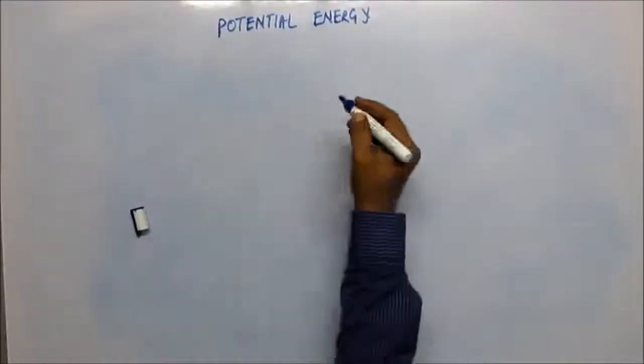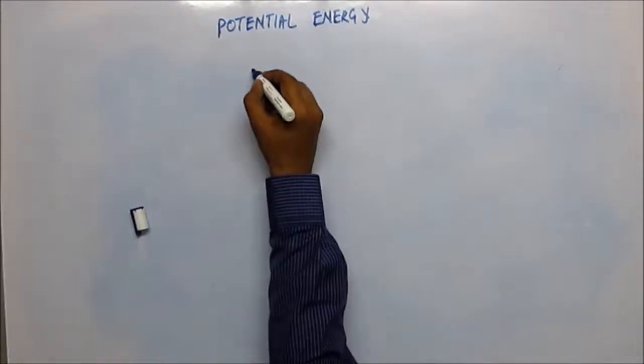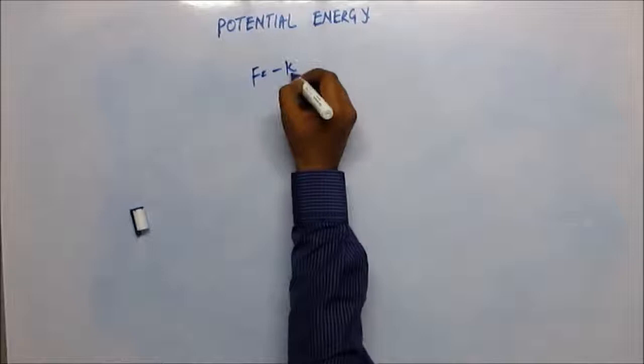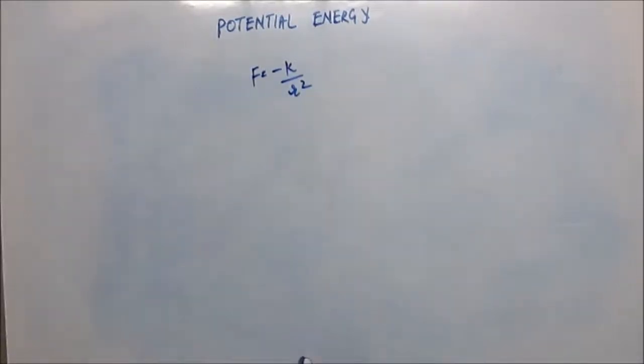A point is in circular motion and the centripetal force is governed by this equation, F is equal to minus K upon R squared. The particle is under circular motion. This is the expression of centripetal force. We have to find out the total energy of that particle in terms of K and R.